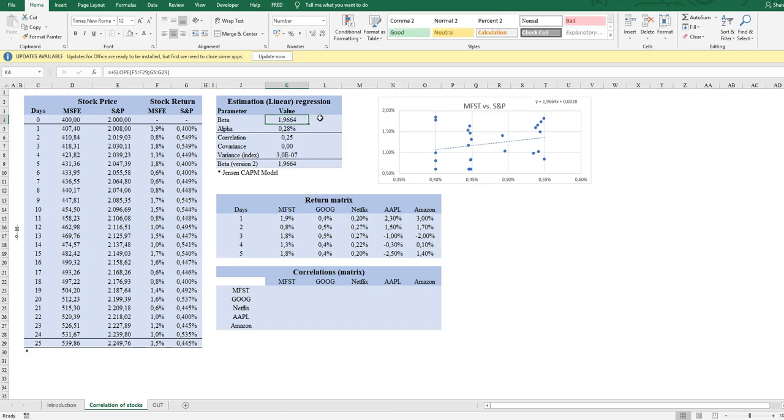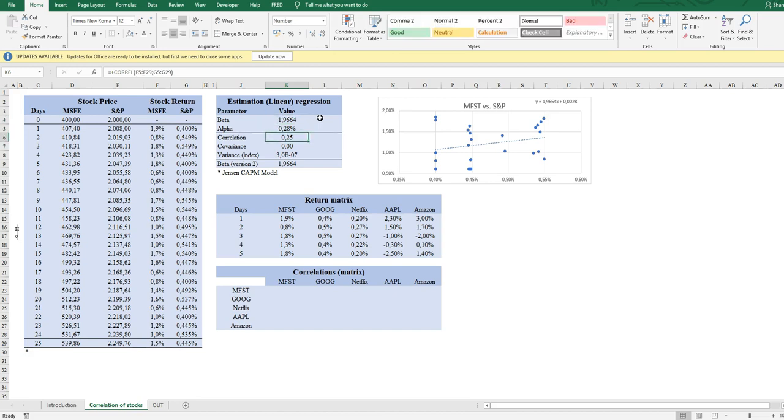So here beta tells us that every time the S&P moves 1% on a daily basis, or it could be on a yearly basis as well, the Microsoft stock moves with a factor of almost 2, in a positive way.